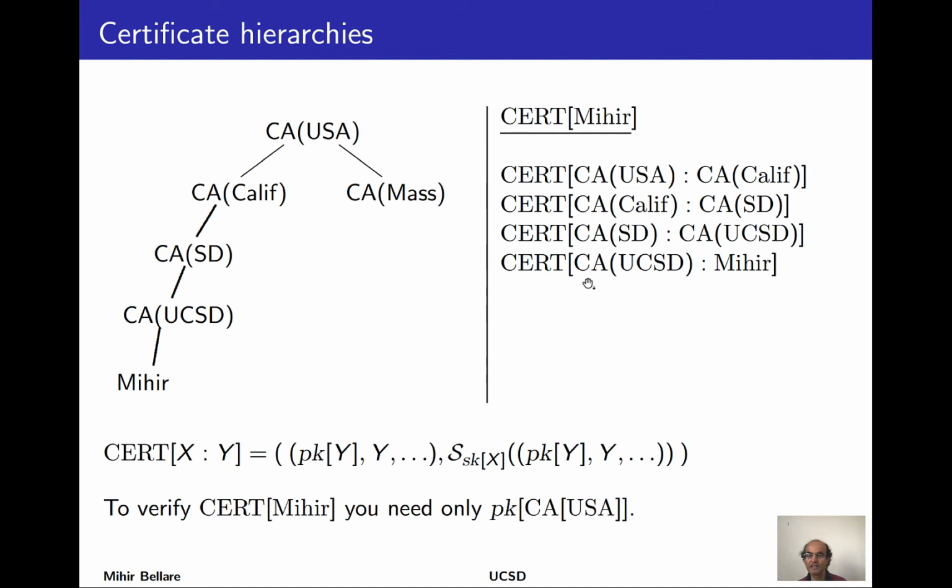It's a cert issued by this CA for this entity. And that means it contains data, my public key, and so forth, as here. But it also contains a signature under the secret key of that CA on all that data. Now think about it from the point of view of someone to whom I send this cert. They need to verify the signature of CA UCSD. But how do they do that? To do that, they need the public key of this CA.